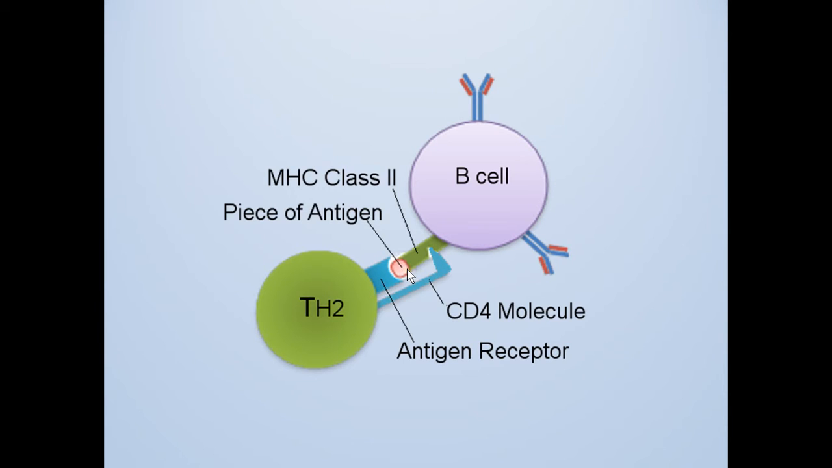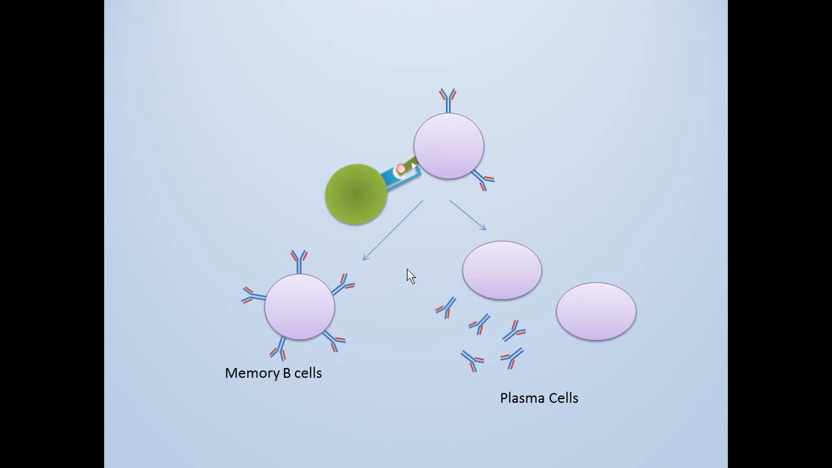Once the T cell binds to the B cell, it releases interleukin, which will activate the B cell to proliferate. The B cell will then produce memory cells and plasma cells. Memory cells go to the secondary lymphoid tissue for future infections.